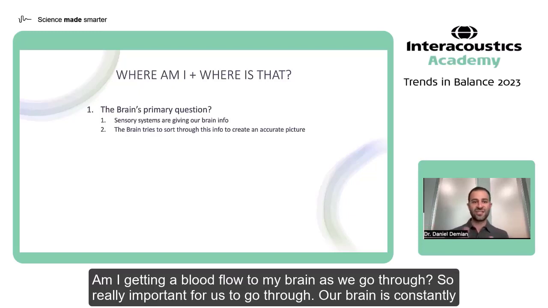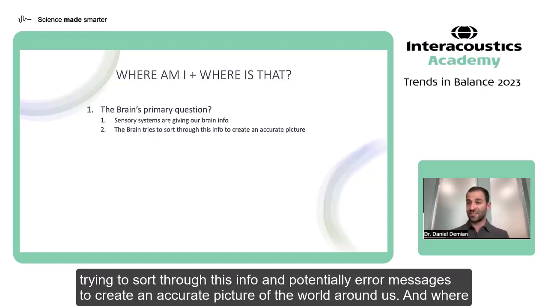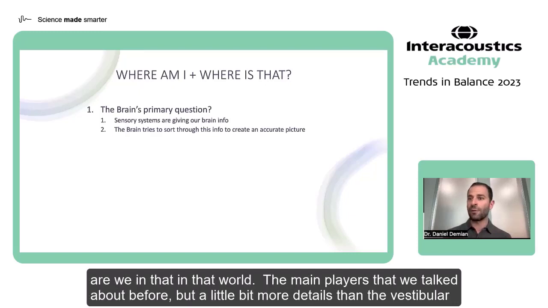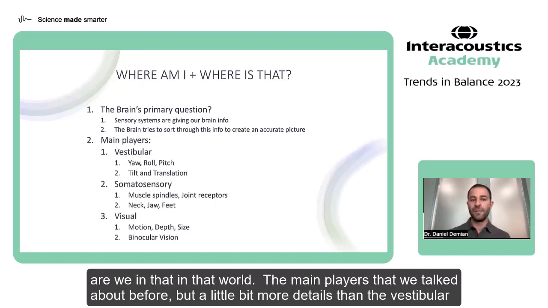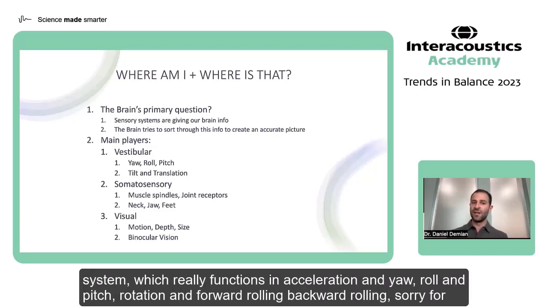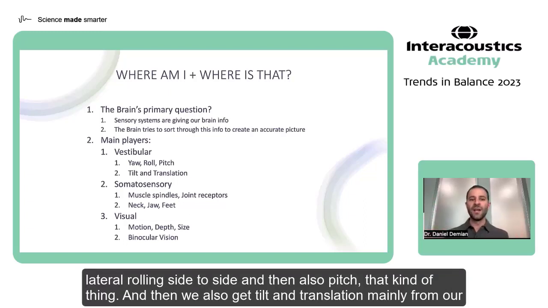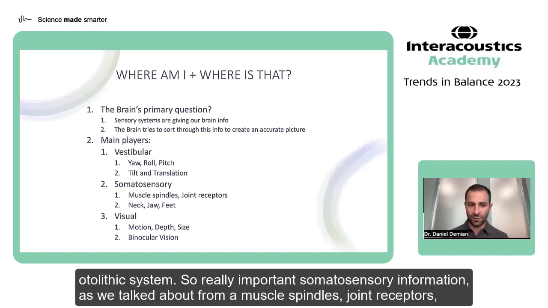Our brain is constantly trying to sort through this info and potentially error messages to create an accurate picture of the world around us and where we are in that world. The main players that we talked about before, but in a little bit more detail, is the vestibular system, which really functions in acceleration and yaw, roll and pitch, so rotation and forward rolling or backward rolling, lateral rolling side to side, and then also pitch. And then we also get tilt and translation, mainly from our otolithic system, so really important.